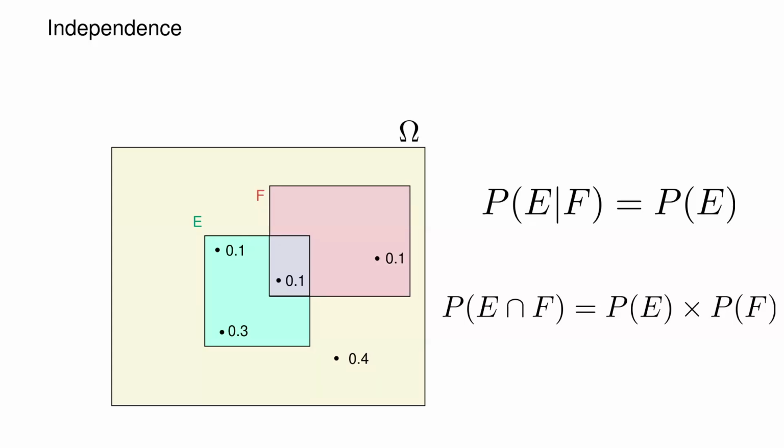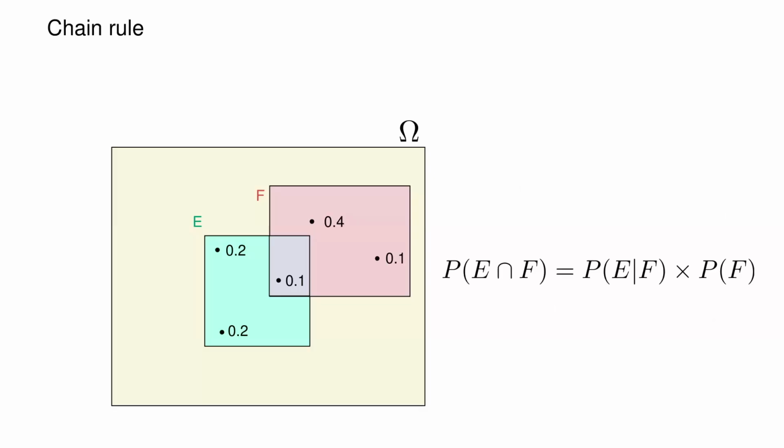When it's independent, what that gives you is that the probability of the intersection is just the product of the probabilities, right? That's in fact just using the chain rule. If in the chain rule, the probability of E knowing F is the same as the probability of E, then you get the product, P of E and P of F, right?